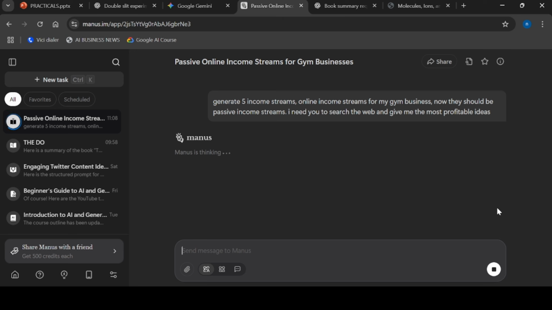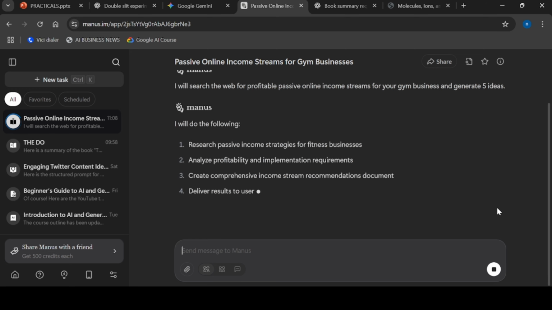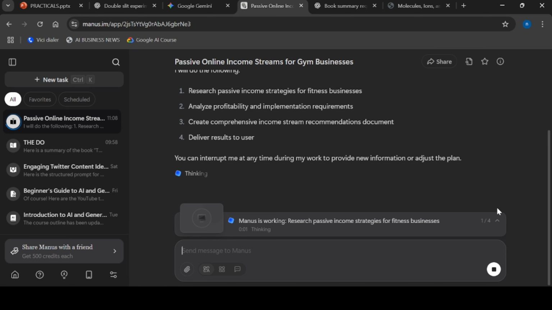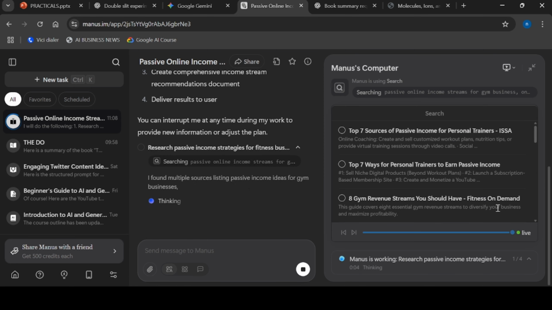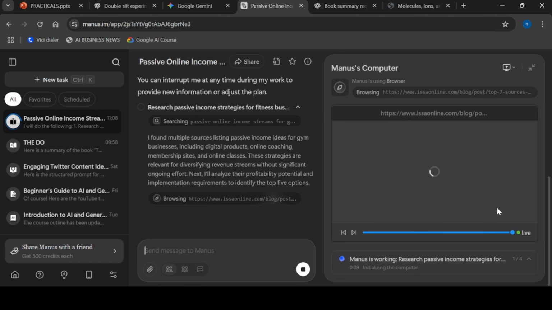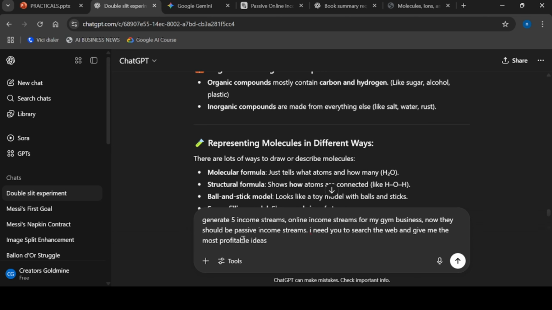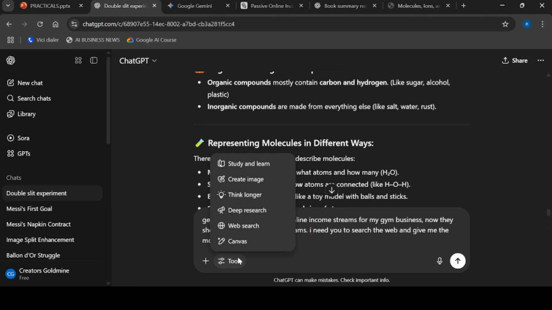Alright, Manus is thinking. For such things, I love using tools like Manus and Cloud AI. Now you see, it's doing a massive research, looking for various ideas for us. Let's still come to ChatGPT, paste the same ideas, but now we are not just going to click on send. We are going to come to tools.